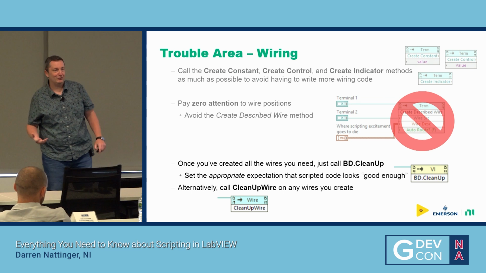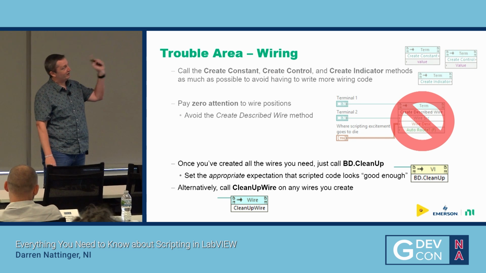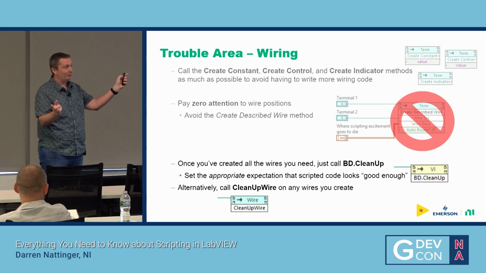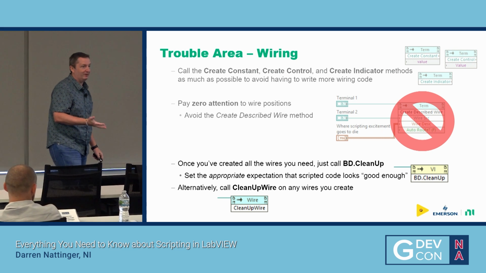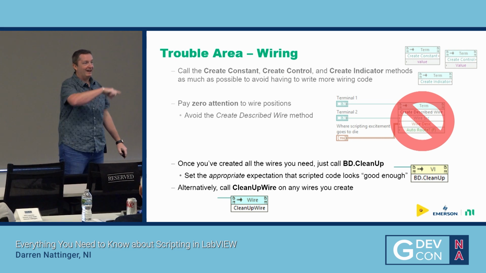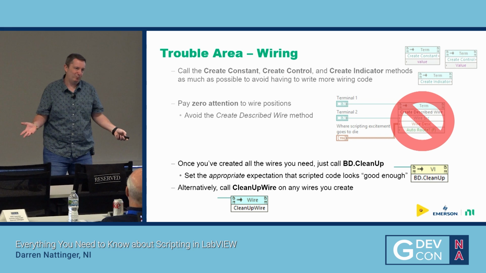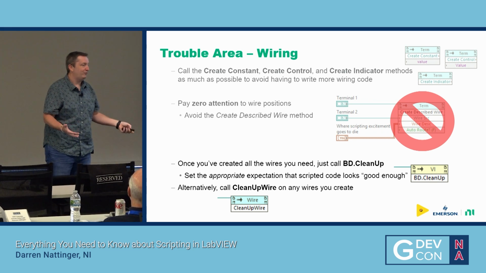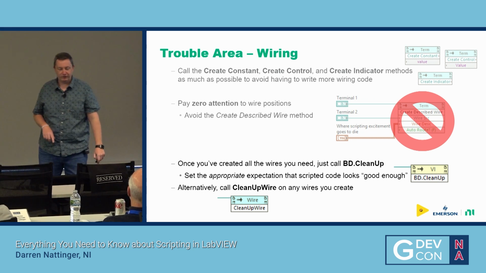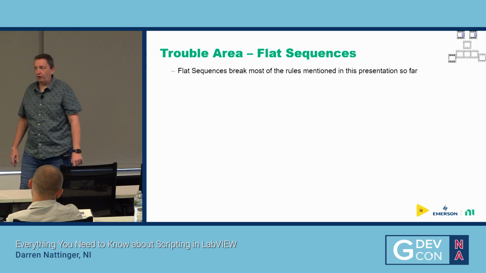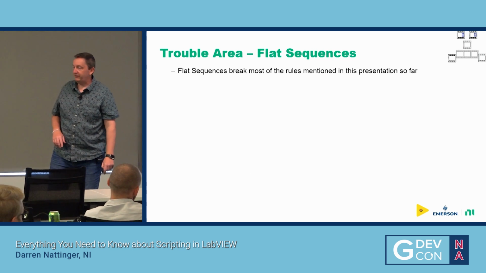So instead what you do is you call create wire that's just going to go from here to here. You don't care what it does because you're going to call the cleanup wire method after you've created that wire. And LabVIEW is going to take care of making it look pretty good. Definitely better than how you would feel if you tried to position all those joints yourself. Okay, so another trouble area is flat sequences.